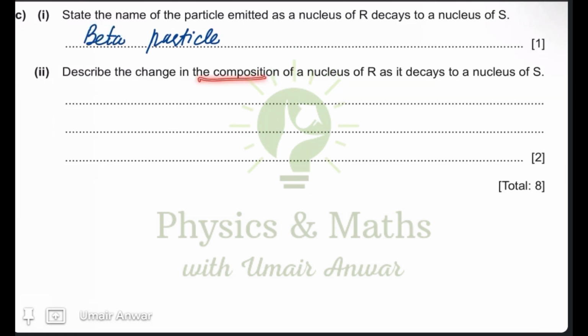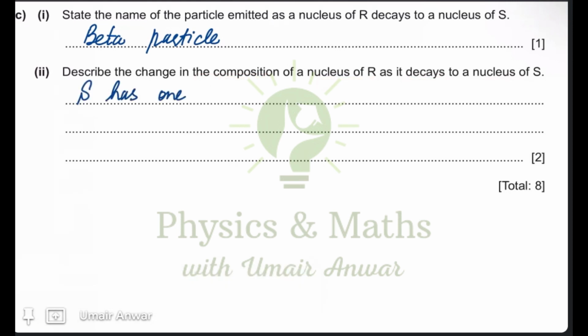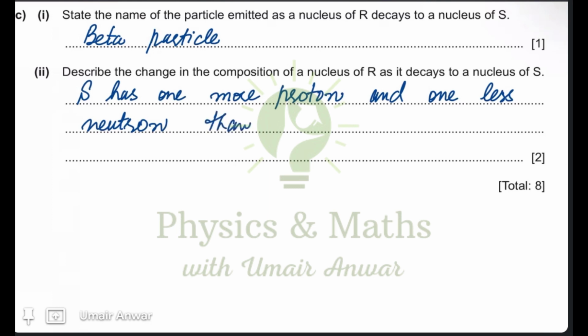Describe the change in the composition of a nucleus of R as it decays to the nucleus of S. S has 1 more proton and 1 less neutron, because a neutron is converted into a proton and electron when beta emission occurs, than nucleus of R. So this is the difference. S has a greater number of protons and 1 lesser number of neutrons.